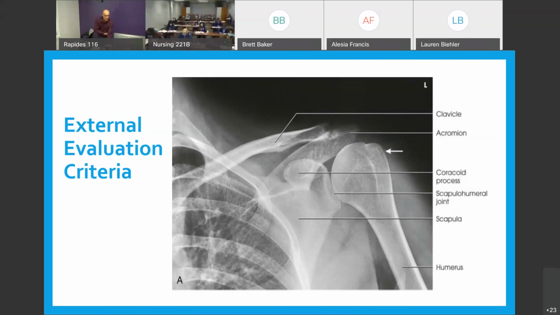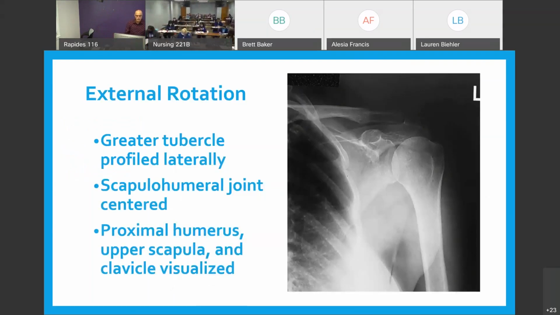Look at this. How are the epicondyles? Parallel. External rotation, greater tubercle, laterally in profile. The humeral scapular joint has slight overlap.